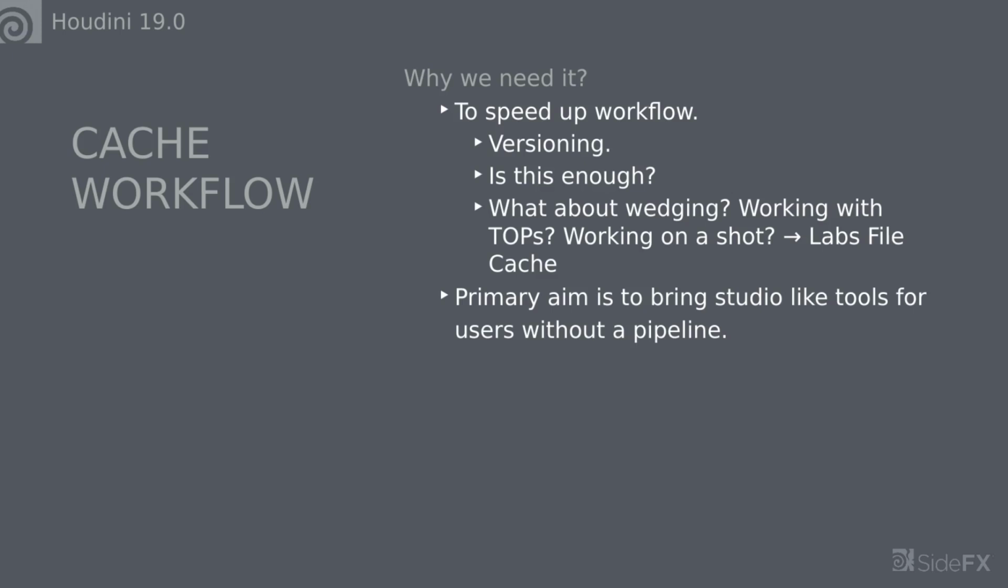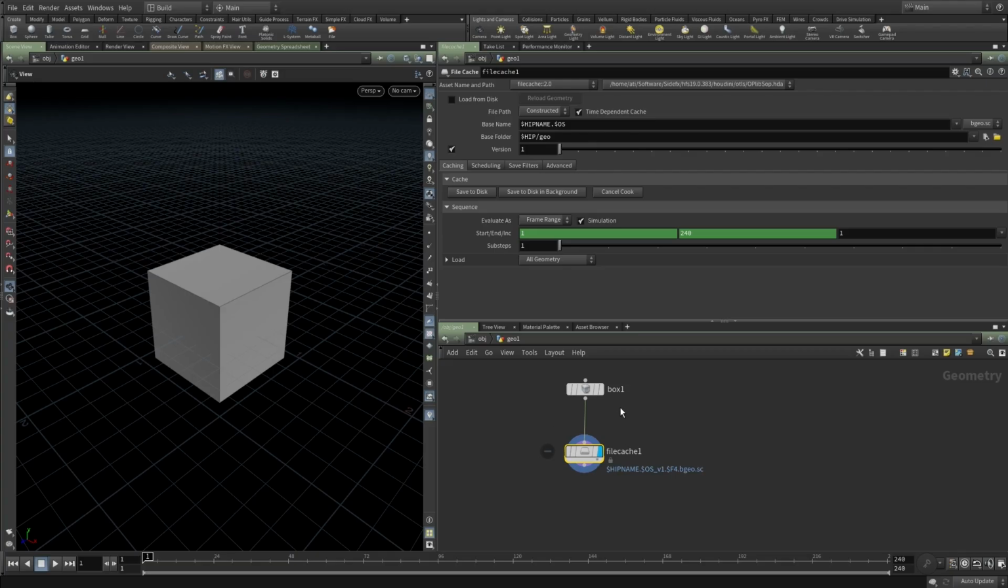wedges. And in Houdini we now provide two file caches, one which comes by default in Houdini, and this is now the file cache 2.0, and we also have a Labs version of this file cache 2.0 which has extended functionalities, and I will go through both of them now and show you the differences. To start with, I will show you the file cache that comes by default in Houdini.